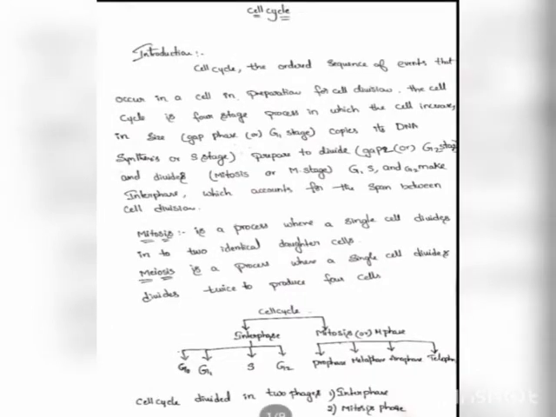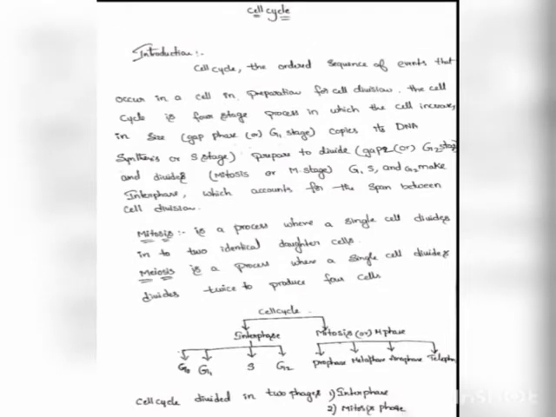Here we will see mitosis. Mitosis is the process where a single cell is divided into two identical daughter cells. And meiosis is the process where a single cell is divided twice to produce four cells.